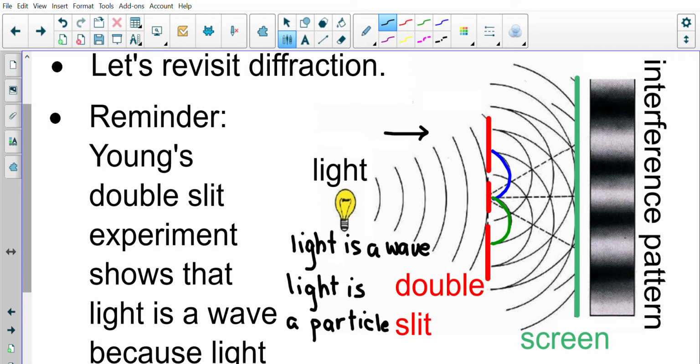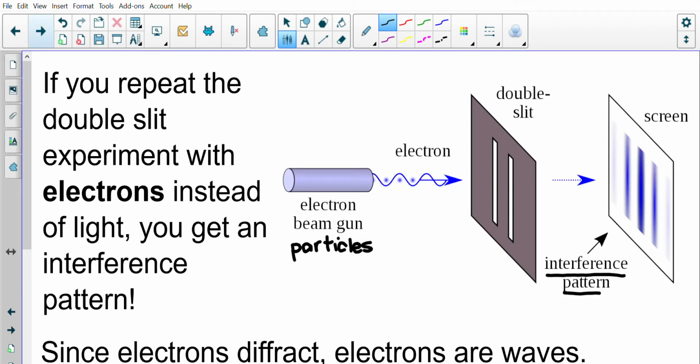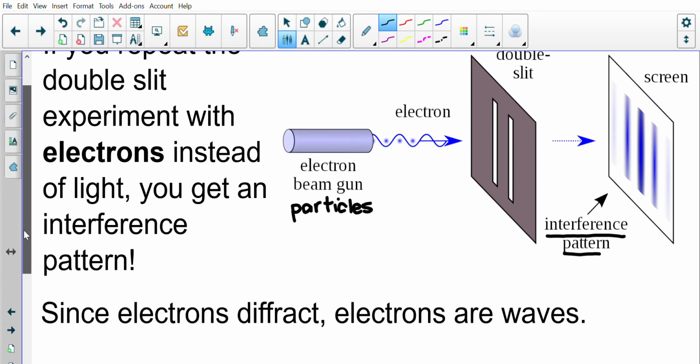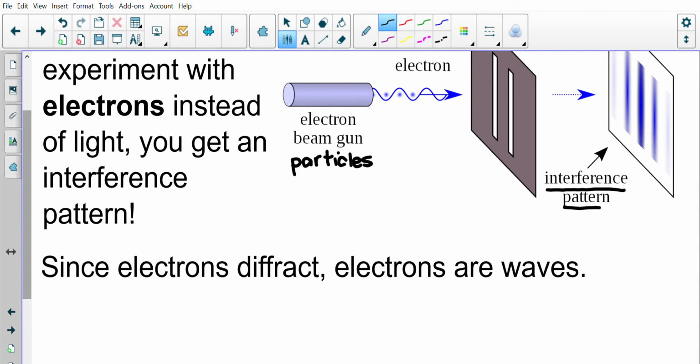So the idea is that in some situations, light behaves like a wave, but in other situations, light behaves like a particle. And when de Broglie started to think about that, he thought maybe the reverse is true. So if light, which is a wave, can have particle properties, he thought that maybe electrons, which are particles, can have wave properties. And this experiment, which is called electron diffraction, showed that that was true. So the electron diffraction experiment, again, this is the important part, says that since electrons diffract, electrons are waves.